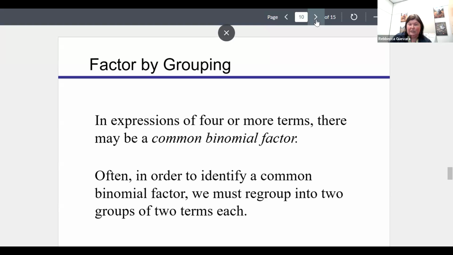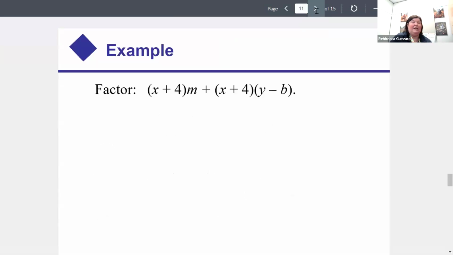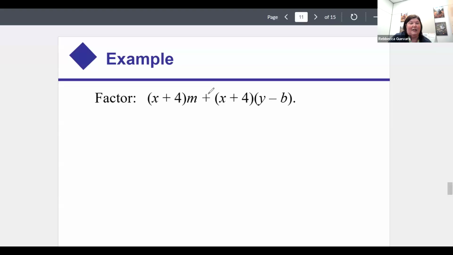This is going to look a little weird at first. So what we're going to get at as a binomial factor is that I have x plus 4 times m, plus x plus 4 times y minus b. I have a term here and a term here, and both of them have an x plus 4 in them. So what I can actually factor out is that x plus 4. I don't know why I keep thinking it's minus.